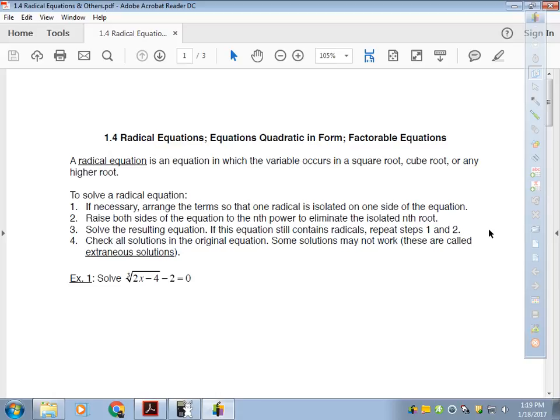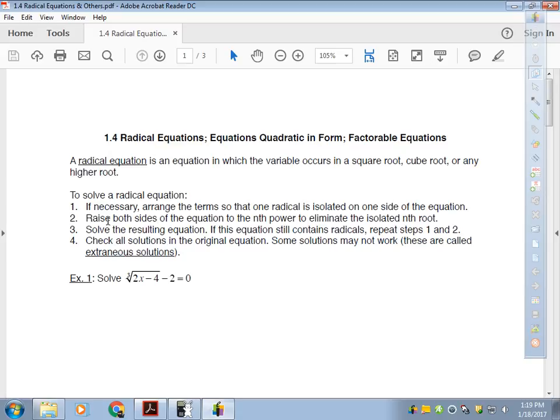Radical equations are any equation in which the variable is inside of a radical. It could be inside of a square root, inside of a cube root, inside of a fourth root, or any other higher root. Now, the steps that we follow to solve a radical equation: step 1, if necessary, we rearrange the terms so that one radical is isolated on one side of the equation. So you want to get a radical by itself on one side.